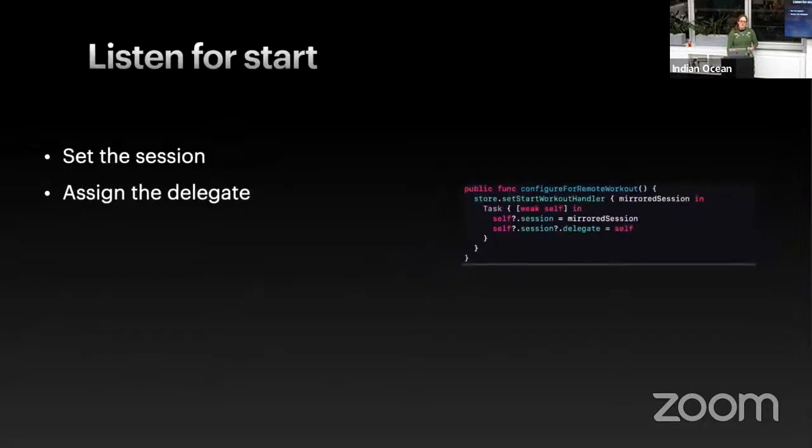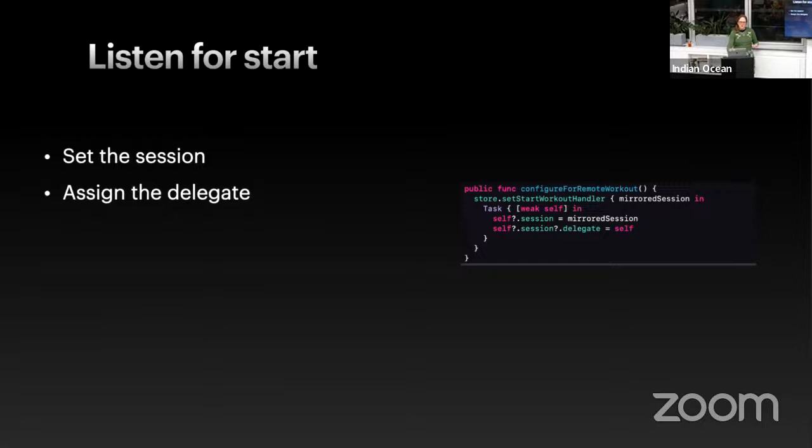Also on the phone side, you want to be listening for the start of a workout session. Now, this is the mirrored session. So one of the quirks of this and of recording live workouts is all of it needs to happen on the watch. That is the only device that is giving you the option to start those particular workout sessions and create them and build them in real time.